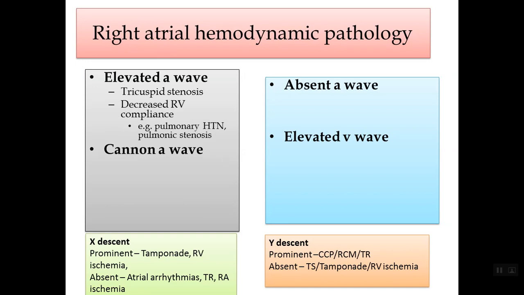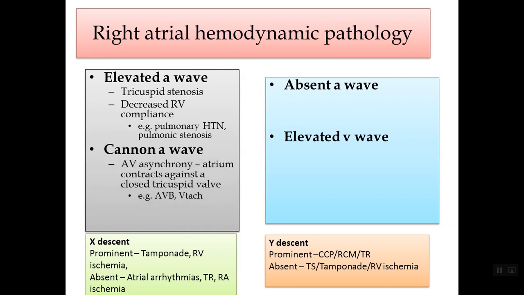You know this, of course, by heart, you should. Elevated A wave in tricuspid stenosis, and decreased right ventricular compliance, such as pulmonary hypertension and pulmonary stenosis. Just remember, tricuspid stenosis, pulmonary stenosis, and pulmonary hypertension. This gives you a prominent A wave, and sometimes a giant A wave, depending on how much the pressure is.